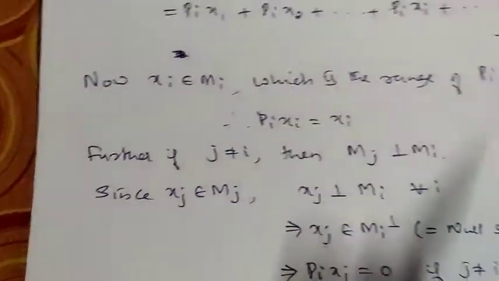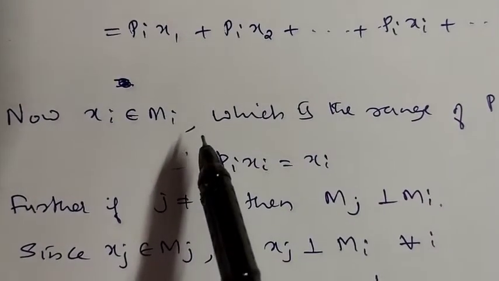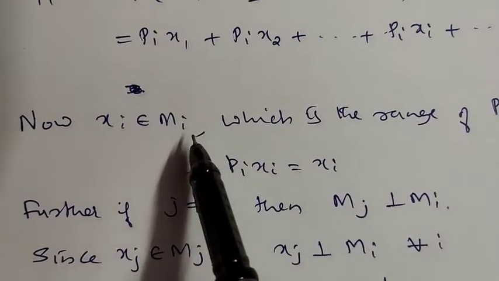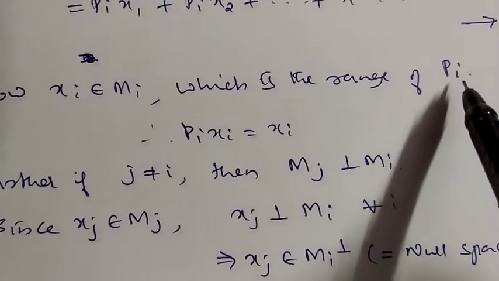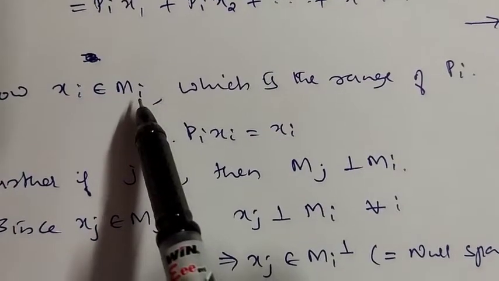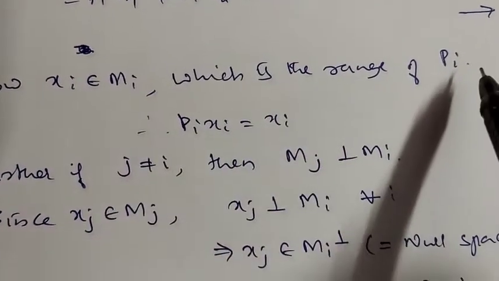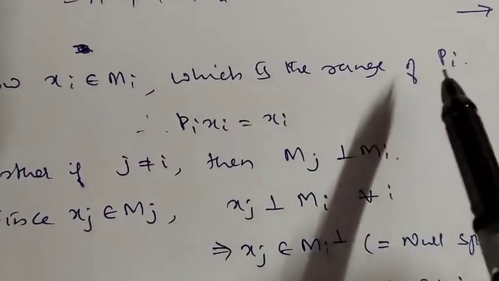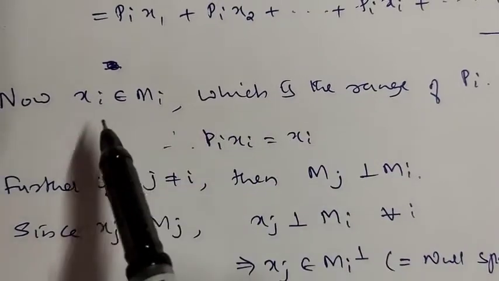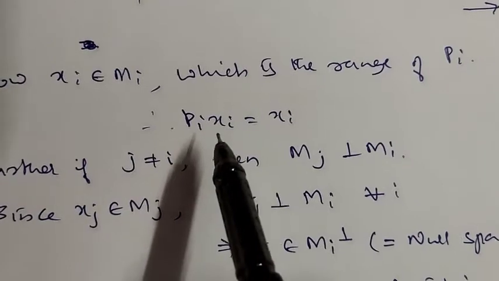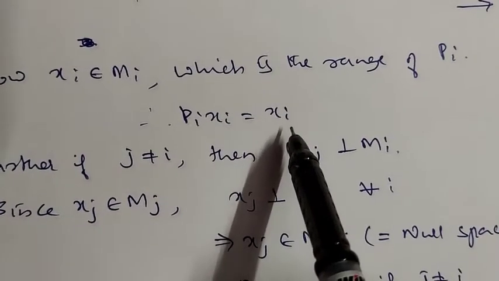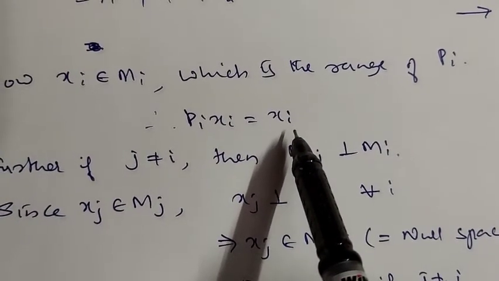Now look here. Now xi belongs to Mi, which is the range space of Pi, because P1 is a projection on M1 means what? M1 is the range of P1. Similarly, M2 is the range of P2. Therefore, what will happen? If xi belongs to the range space of Pi means what? By definition, Pi of xi is xi itself. Okay, this is by definition of a range of a space.